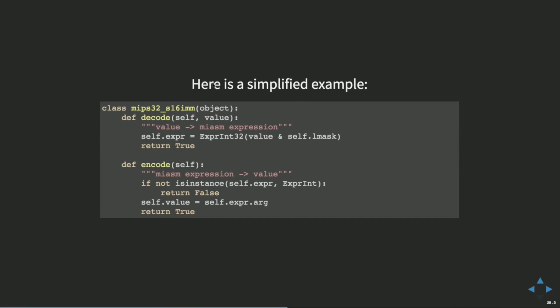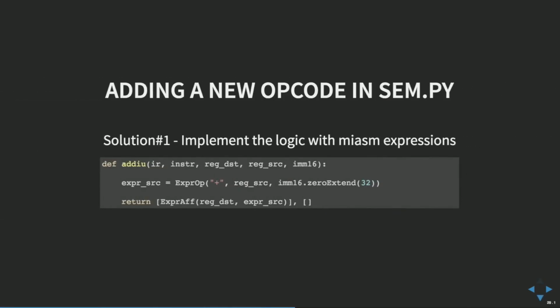So this object has a decode function, and the decode function will take a value from the binary and return a MySM expression. In this case, that's an integer. Encode is the other way around. It's taking the internal MySM expression and returning the value that will be encoded in the binary expression. Okay. Then you can add a new opcode in sem.py.